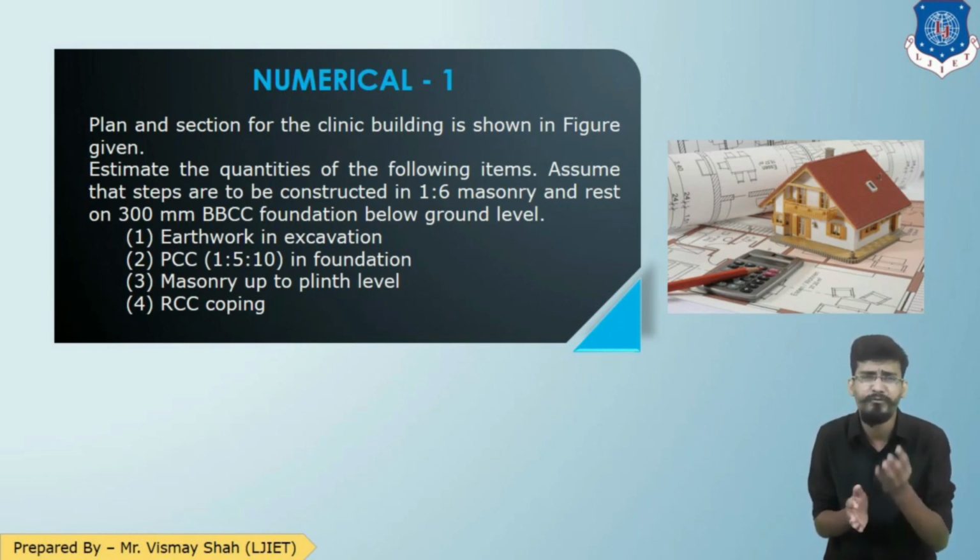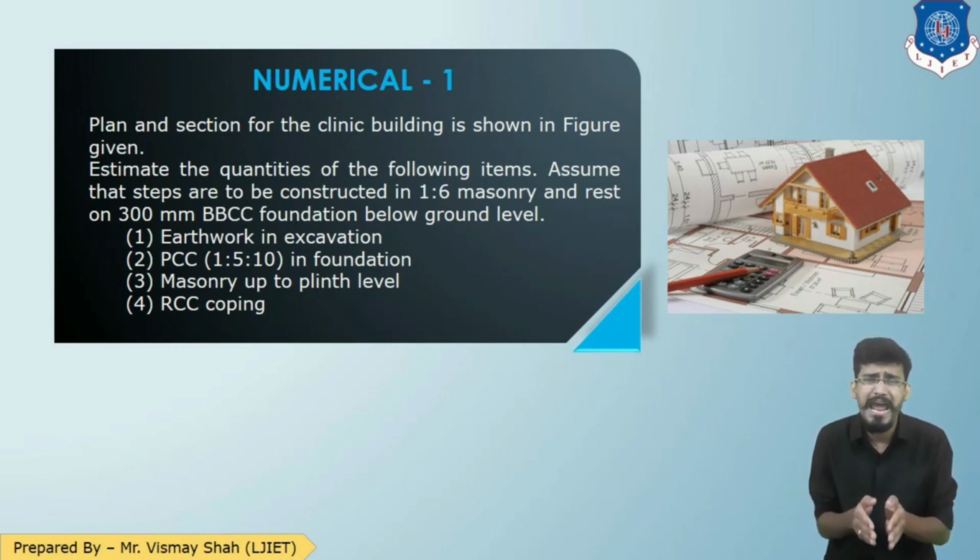So we need to find out the four quantities: earthwork in excavation, PCC in foundation having ratio 1:5:10, masonry up to plinth level, and RCC coping. But here in the question there is an additional information given. Let us read it carefully.